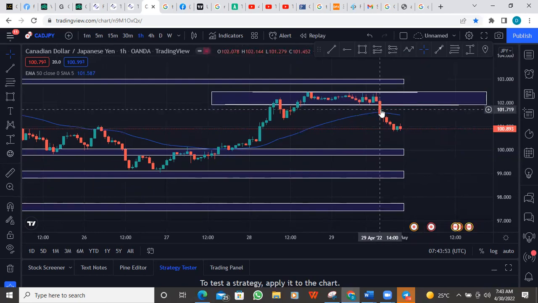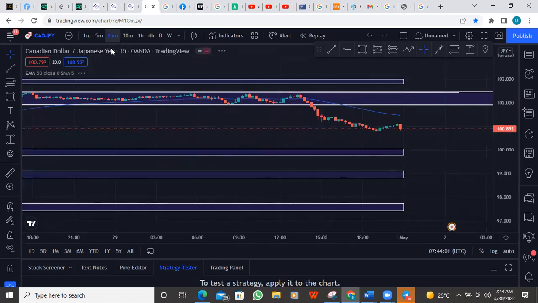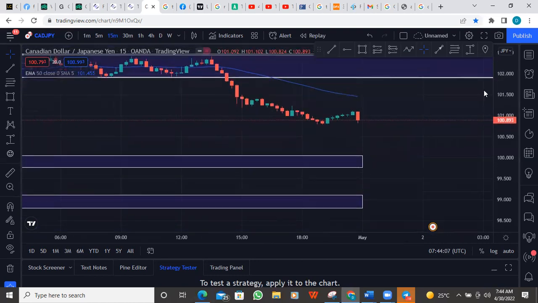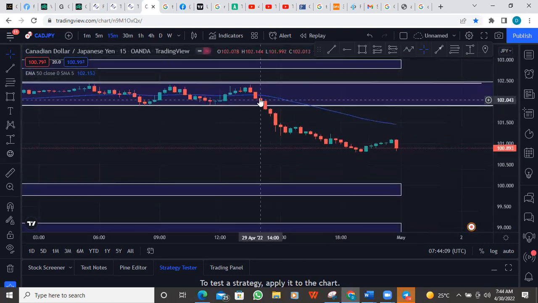So I usually like taking my trades on the 15 minutes. All right. So I further went to my 15 minutes time frame to wait for the closing of the candle that has broken the zone. And just as you can see, after the closing of the candle that has broken the zone, I entered. Okay, I took my trade.